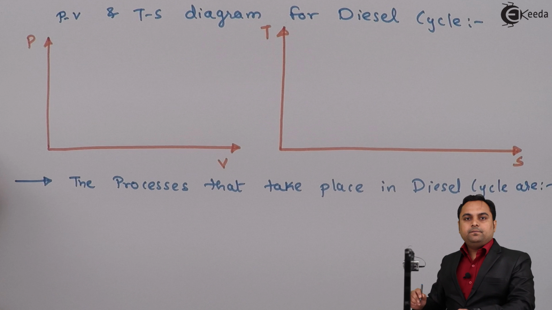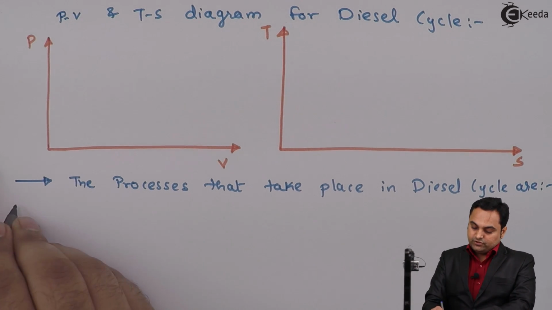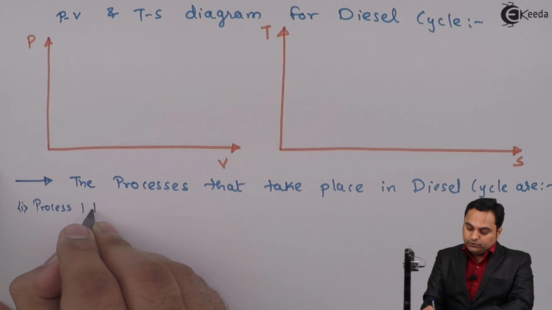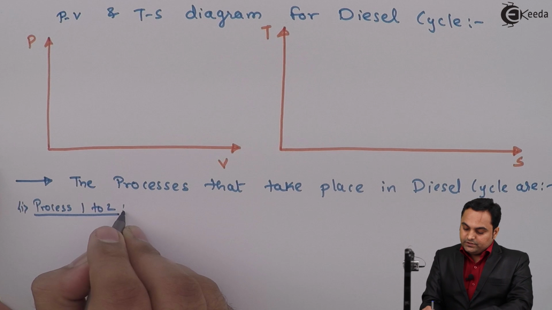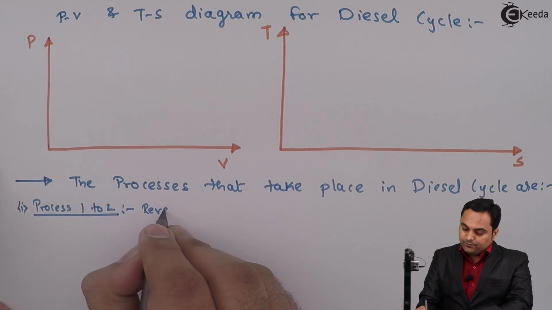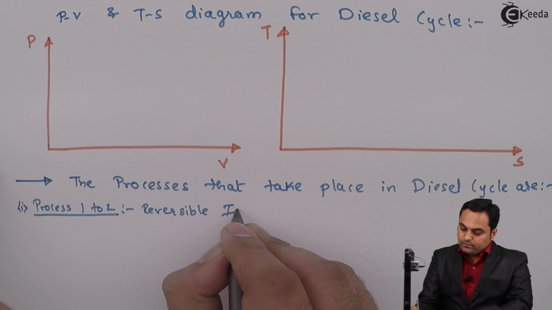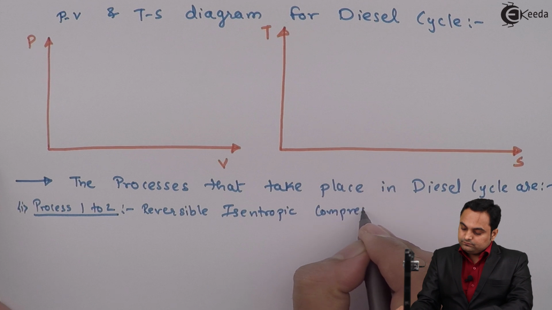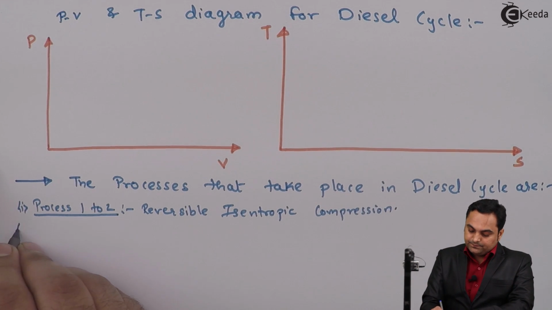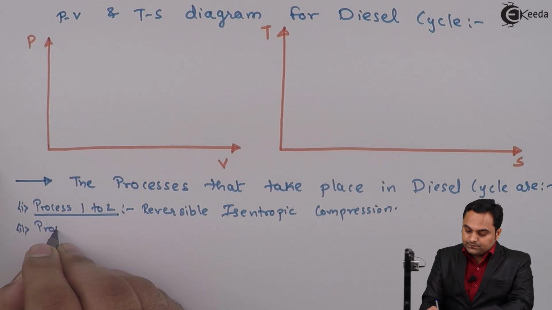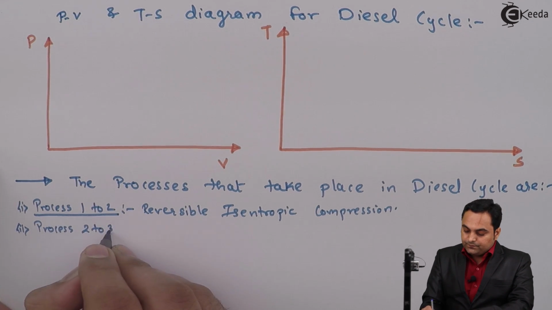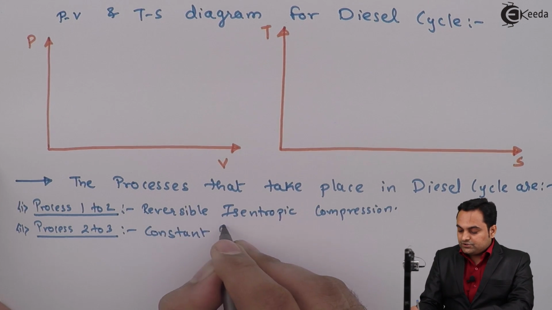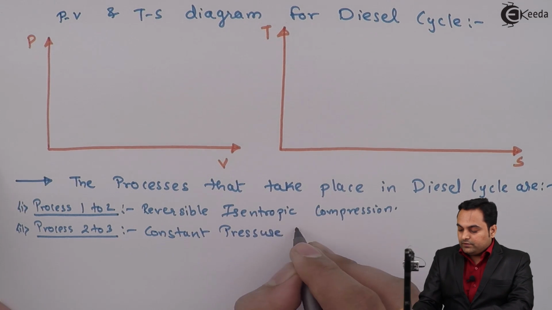The processes that take place in diesel cycle are: first process is process 1 to 2. It is reversible isentropic compression. Second, process 2 to 3 is constant pressure heat addition.